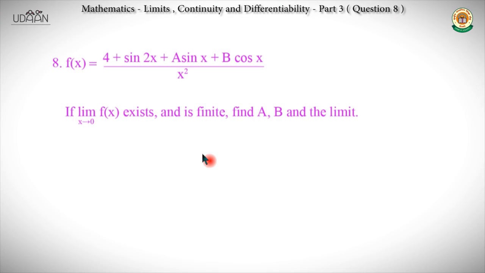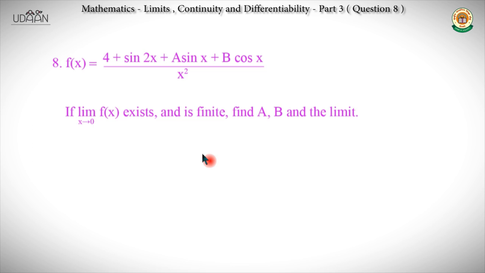Question number 8 defines a function f of x as 4 plus sine 2x plus a sine x plus b cos x, whole divided by x square. The question is, if limit as x tends to 0 of f of x exists and is finite, find a and b and the limit. So how do we approach this problem from the beginning?